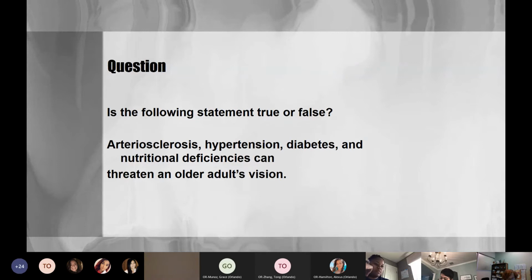Arteriosclerosis, hypertension, diabetes, and nutritional deficiencies, definitely this is true, can threaten an adult's vision.